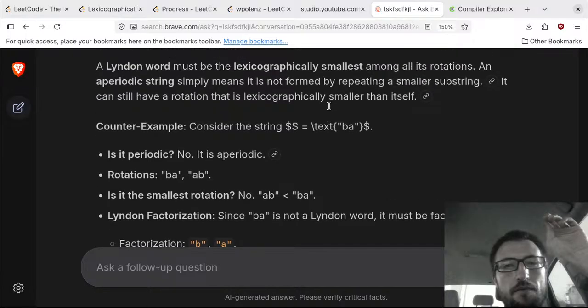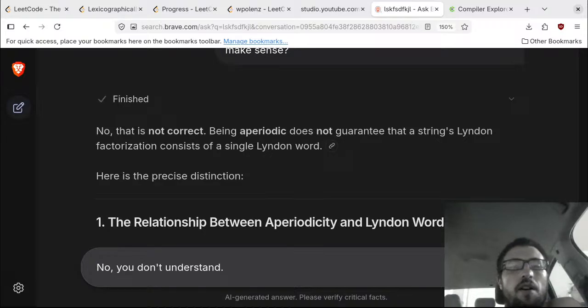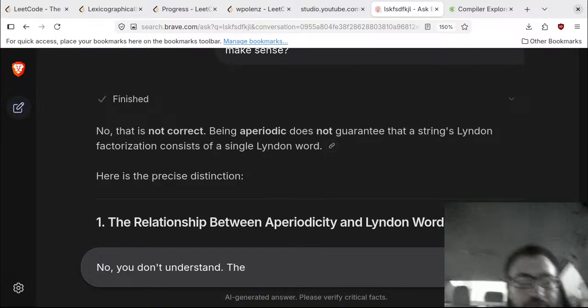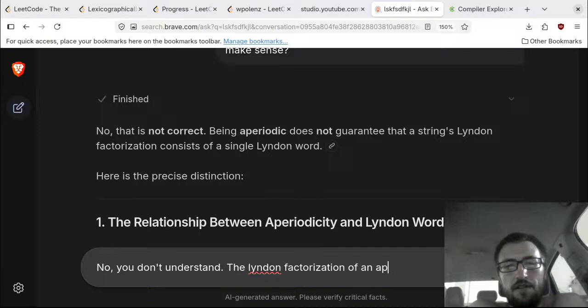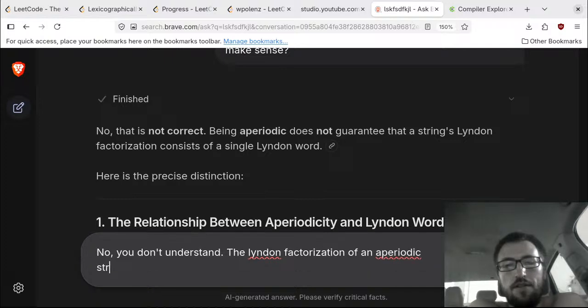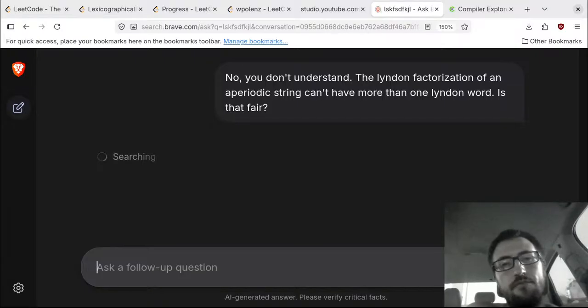No, you don't understand. The Lyndon factorization of an aperiodic string can't have more than one Lyndon word. Is that fair? I think it's not following me.